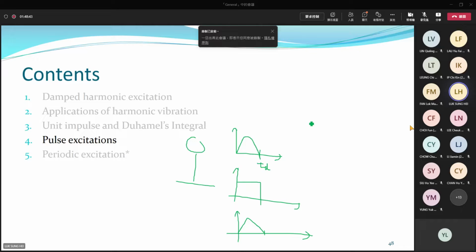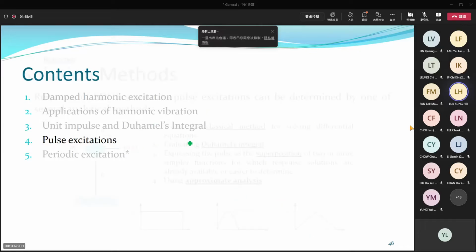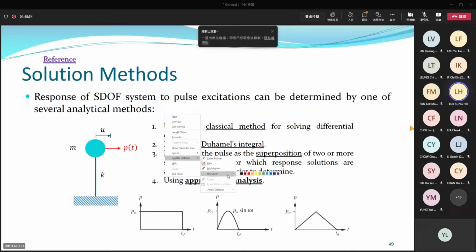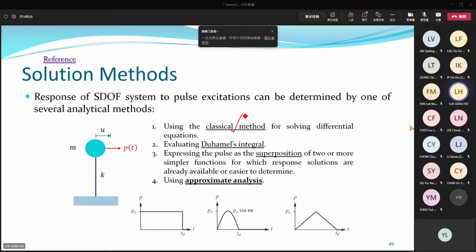How do I find out the result? If you're good in math, you can use the Duhamel integral. Same solutions. You may solve it directly using the classical method. The classical method means you treat this as a differential equation. Solve the differential equation yourself. Find out the particular solution, find out the homogeneous solution.